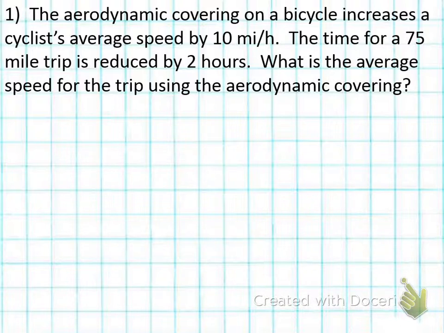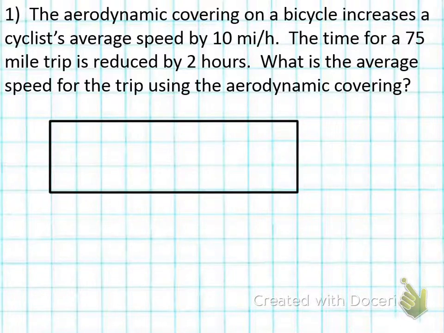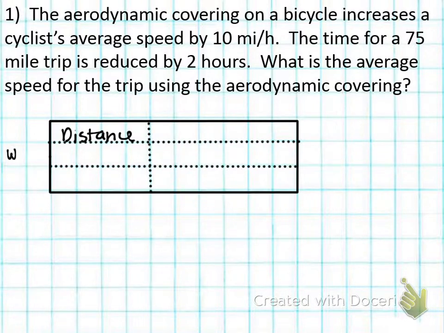So I need to organize some data here. I like making a table, okay? So make a square table. We know that the biker went a certain distance, right? Do you agree that when a biker goes, they go a certain distance? So in this case, the biker could go without the covering, just by themselves, or they could put the covering on their bike. But either way, they're going to go 75 miles.